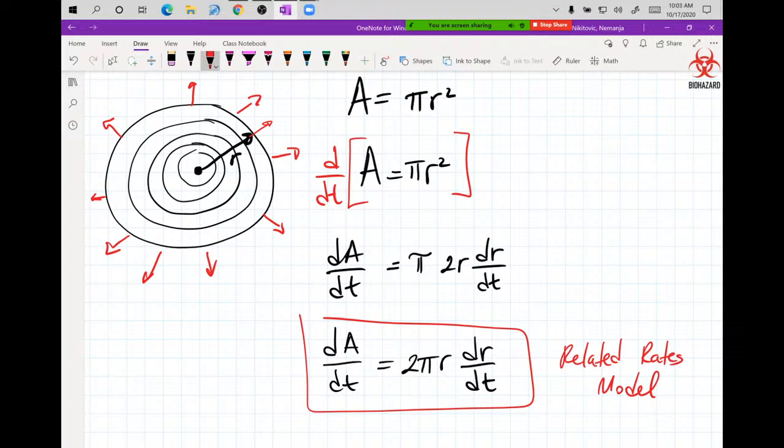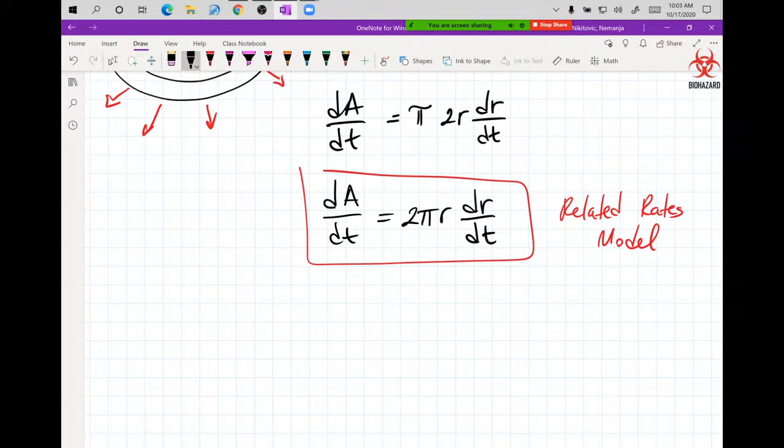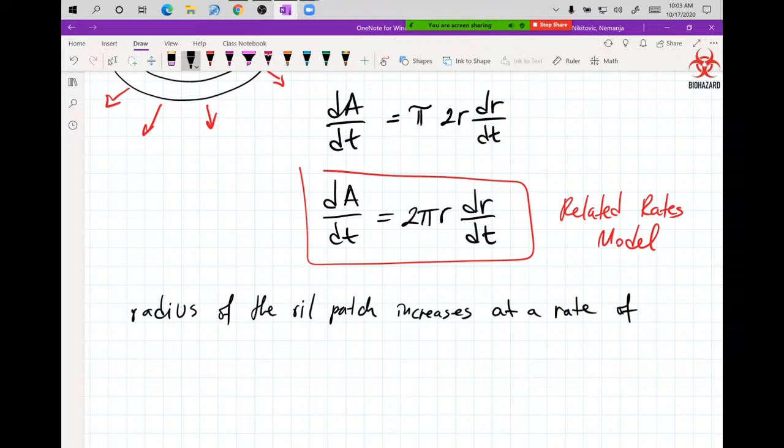So now we can plug in the numbers, right? They say an oil rig springs a leak in calm seas, and the oil spreads in a circular patch around the rig. The radius of the oil patch increases at a rate of 30 meters per hour. How fast is the area growing or increasing when the radius is 100 meters?